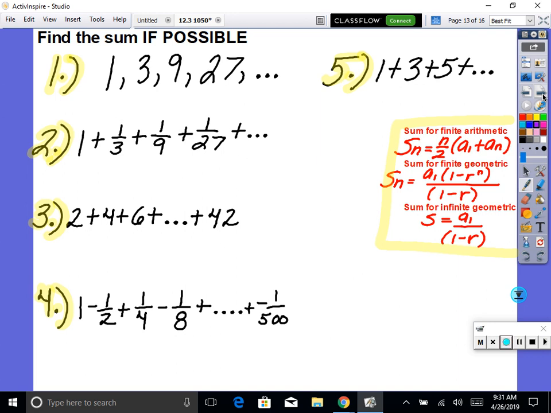1, 3, 9, 27. So the first thing is, is the pattern arithmetic or geometric? It's geometric, check. Okay, is it infinite or finite? It goes on forever, so it's infinite. Well, if it's an infinite geometric, it possibly could have a sum. Is it getting larger and larger or smaller and smaller? Larger and larger, so there's no sum. It diverges.